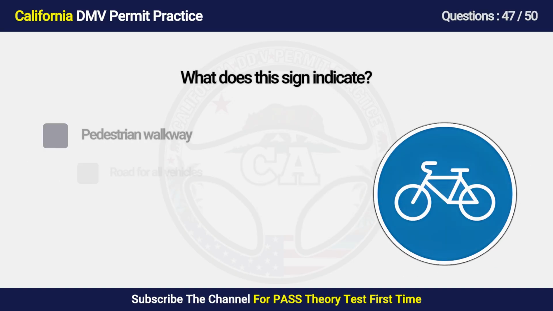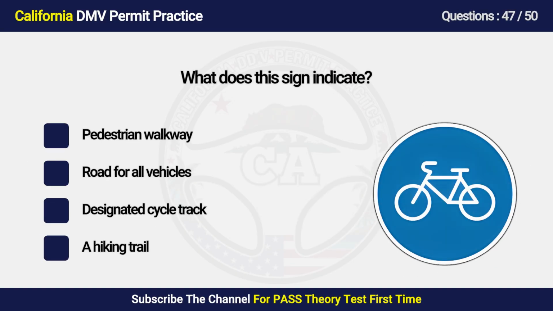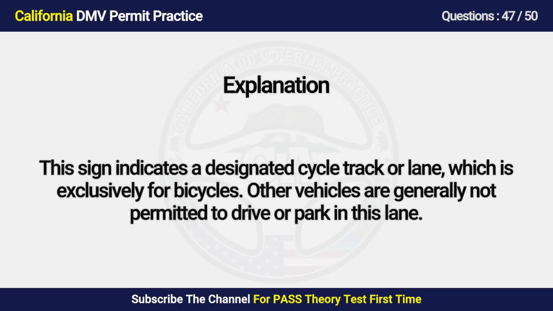Question 47. What does this sign indicate? A. Pedestrian walkway, B. Road for all vehicles, C. Cycle track, D. A hiking trail. Answer is C, cycle track. This sign indicates a cycle track or lane, which is exclusively for bicycles. Other vehicles are generally not permitted to drive or park in this lane.